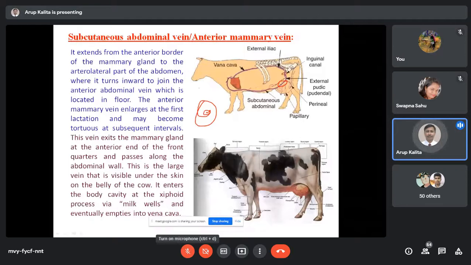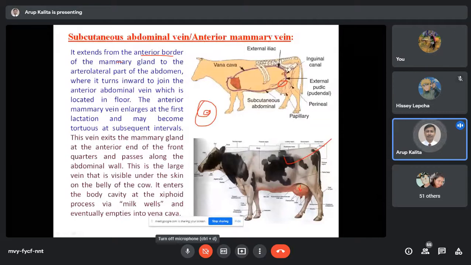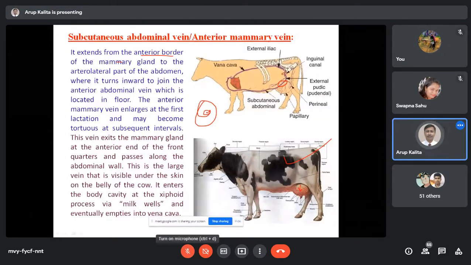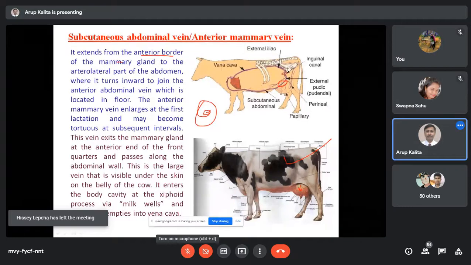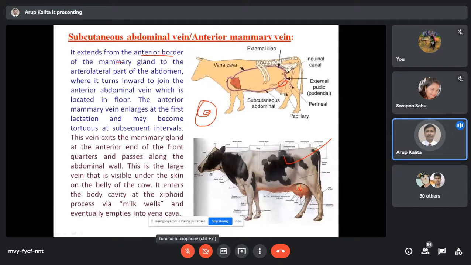This vein extends from the anterior border of the mammary gland. Here in this photograph, this is the mammary gland. Have you seen some zigzag structure here? That zigzag structure is the anterior mammary vein. If you are getting more zigzag, it means that animal will give more milk. So the tortuous structure means giving more milk.